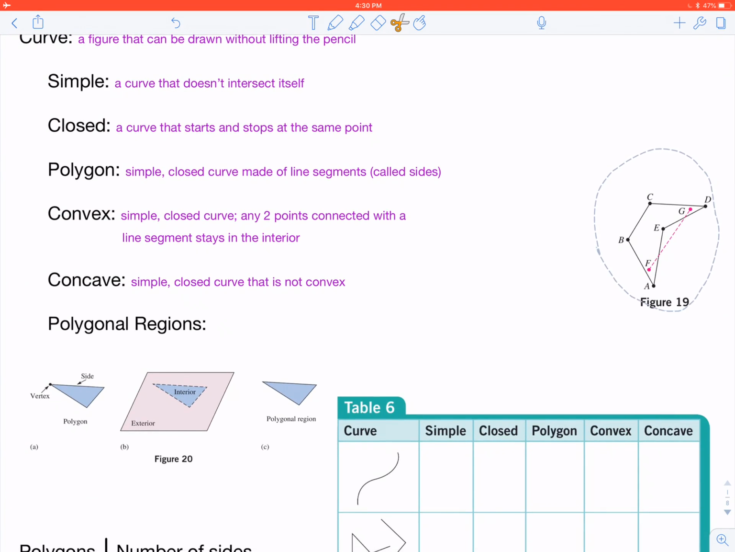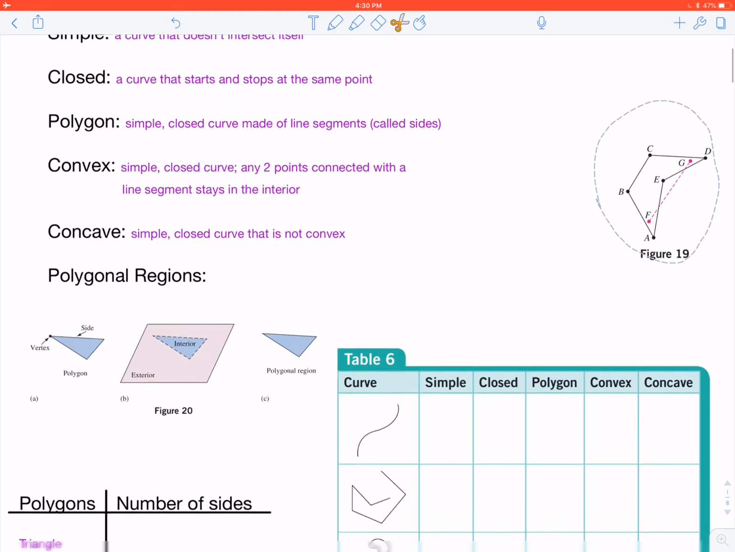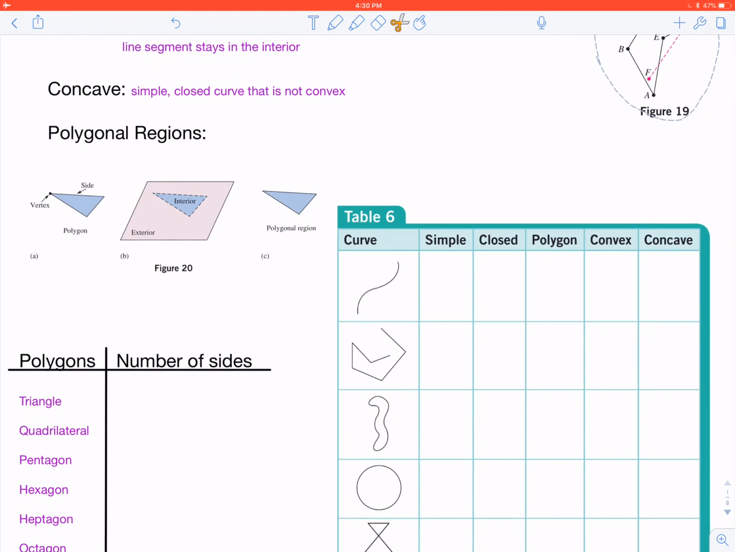Now, let's make this a little simpler. Concave is where you have something that looks like a cave on my figure, whereas convex has no places that look like a cave. Then I have polygonal regions.